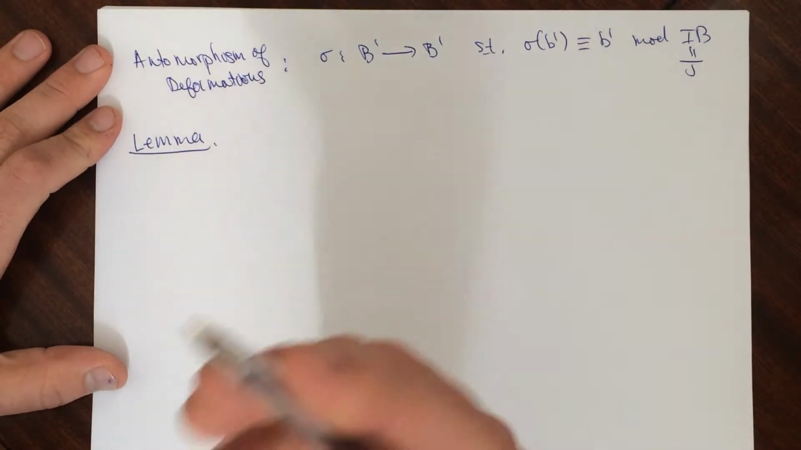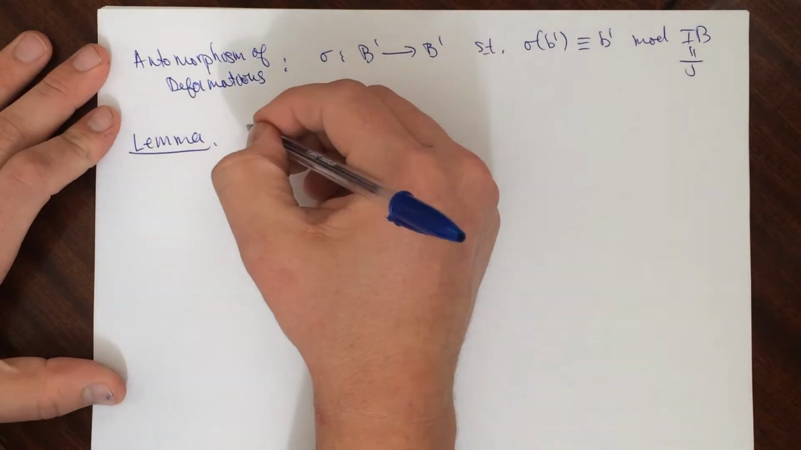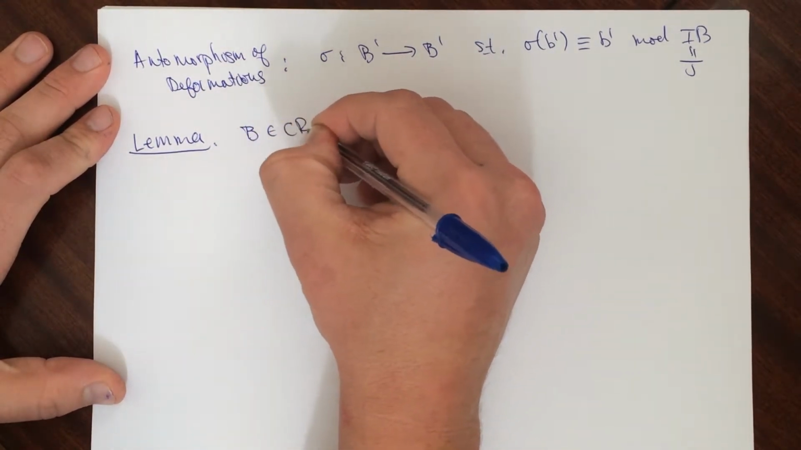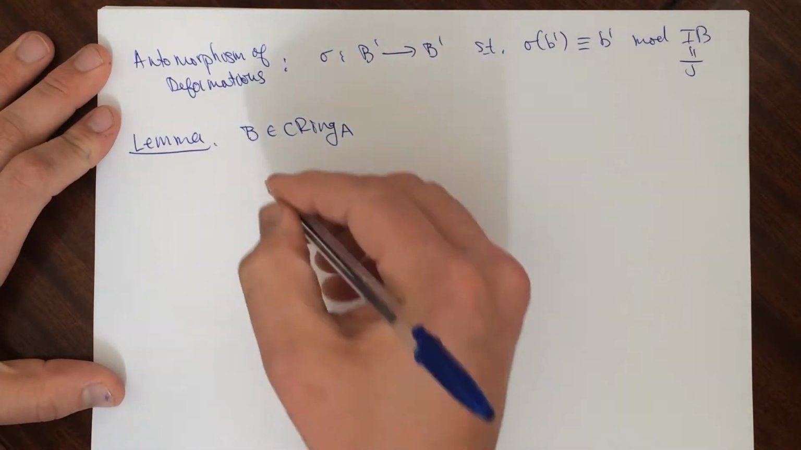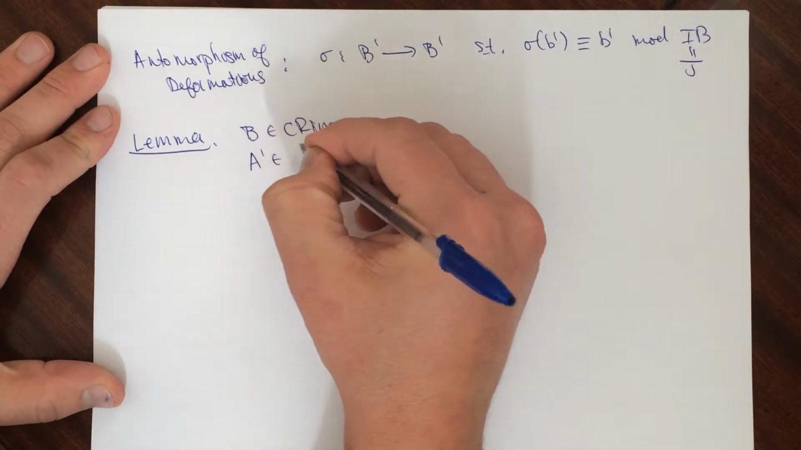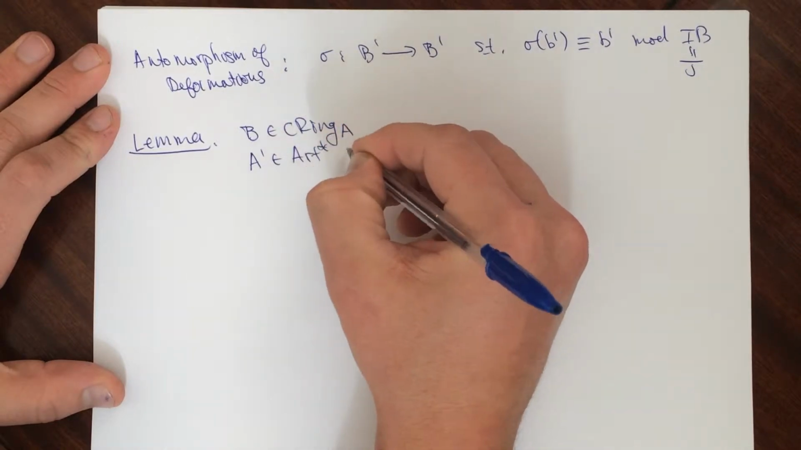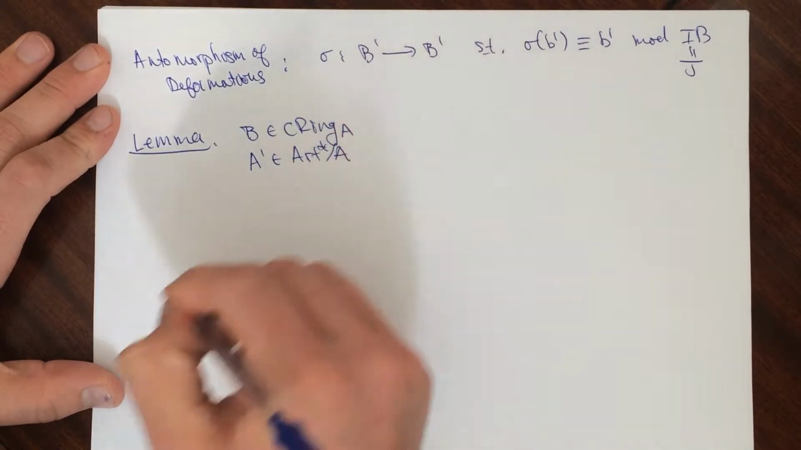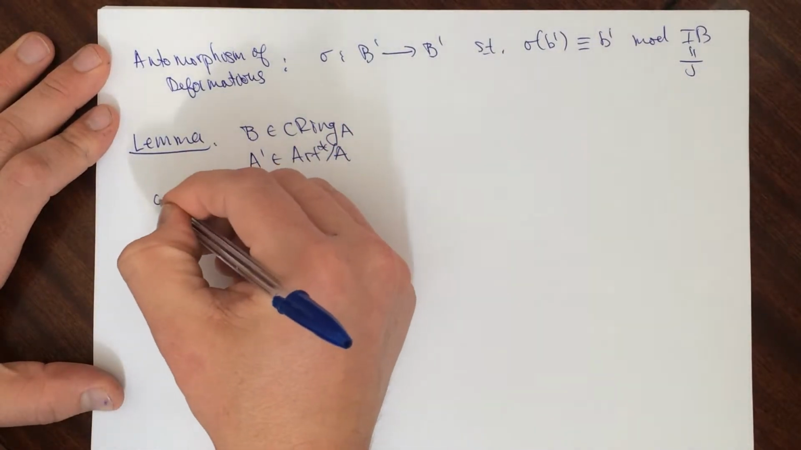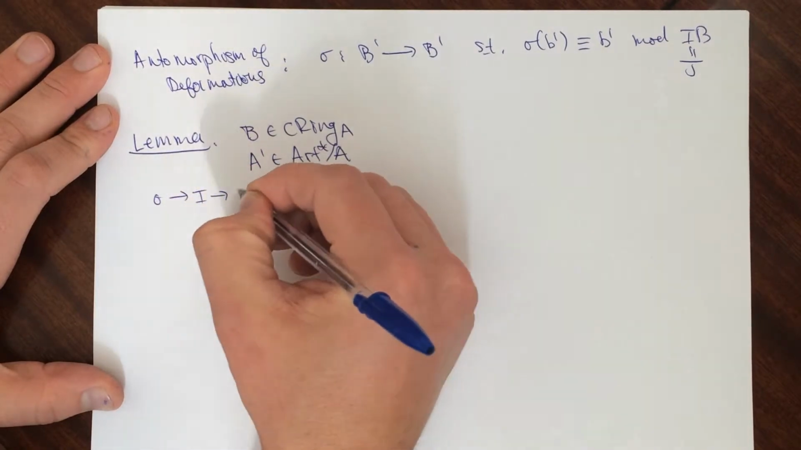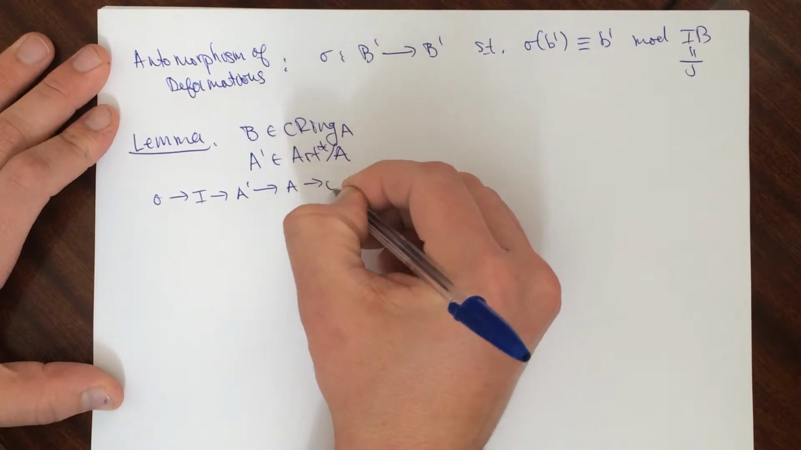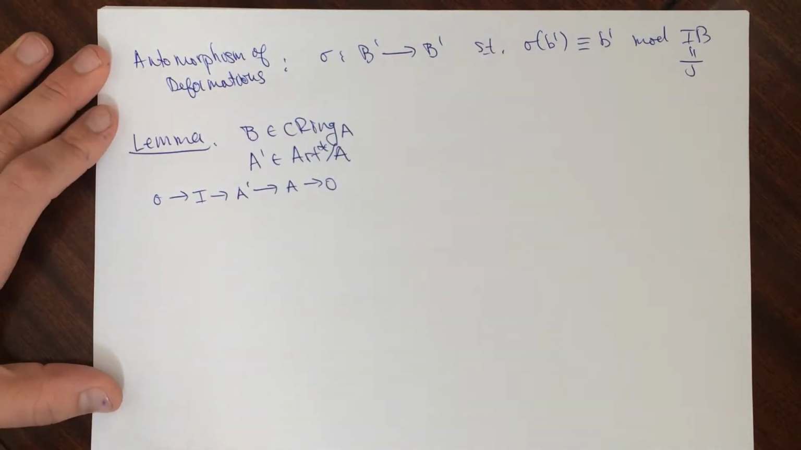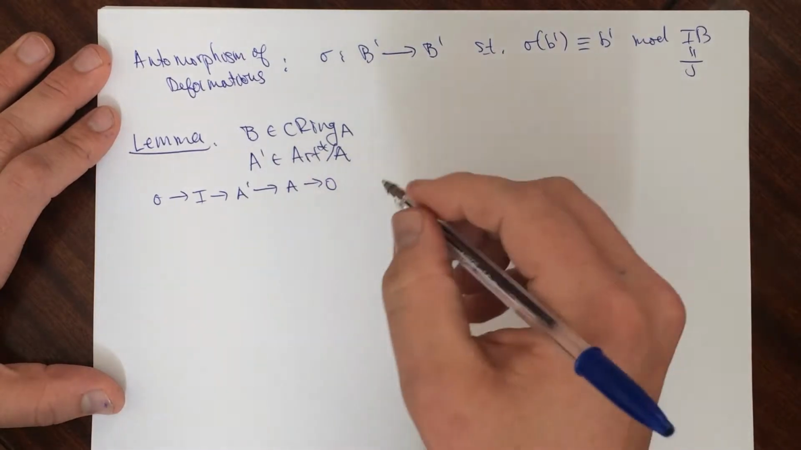Well, I need to give you the setup. So here I'm going to take B to be an A algebra. I'm going to take A prime to be a square zero extension of A, with this exact sequence of A prime modules. So this is the kernel of the map. And the two things that I want to prove are the following.